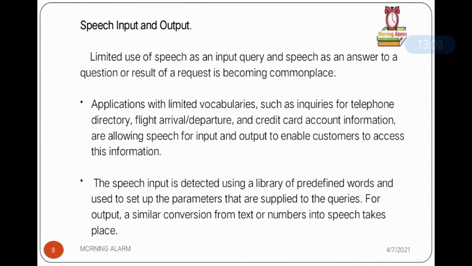The application of this interface can be mostly seen in telephone directories, flight arrival dispatches, and credit card account information inquiries, which allow such speech for input and output and enable customers to access this information. The speech input is detected using a library of predefined words and used to set up the parameters that are supplied to the queries.